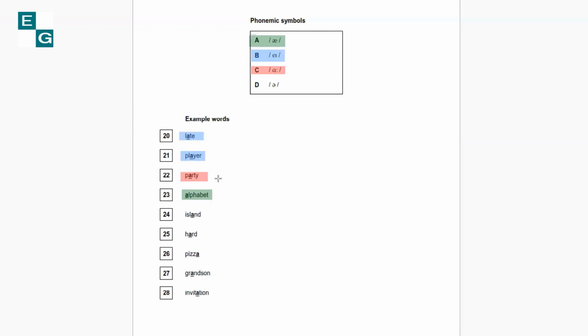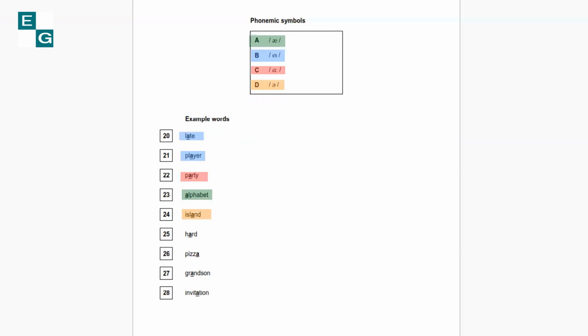Then, for number 24, we have the word island. We can say that since the underlined A is in the weak syllable, because the stressed syllable is I, island. For weak syllables, we are going to use the schwa sound. For weak syllables, use the schwa sound.